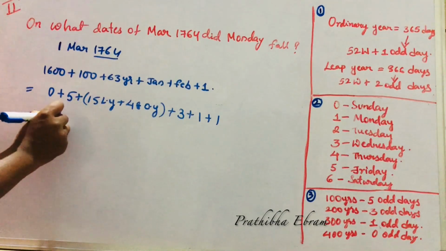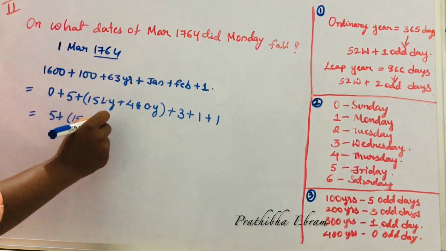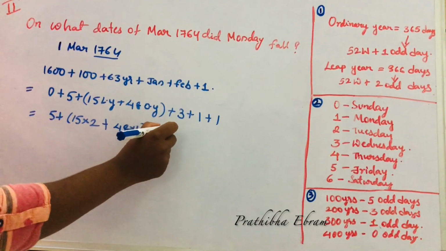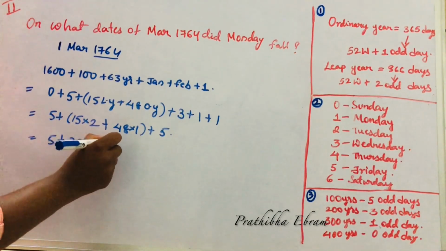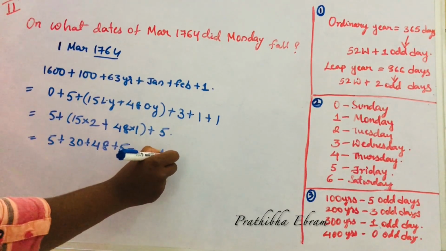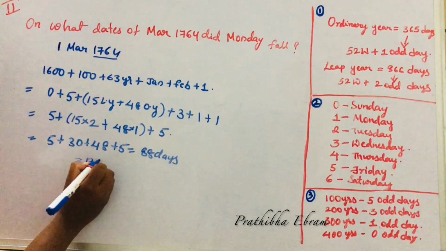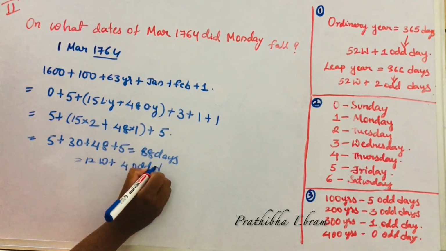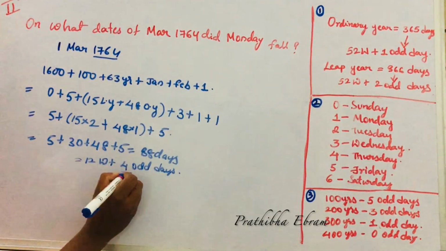Now 5 plus 15 into 2, right? Because in a leap year you have 2 odd days, plus 48 into 1 plus 5. So 5 plus 30 plus 48 plus 5. So total is 88 days. Now these 88 days can also be written as 12 weeks plus 4 odd days. This 4 odd days is nothing but Thursday.